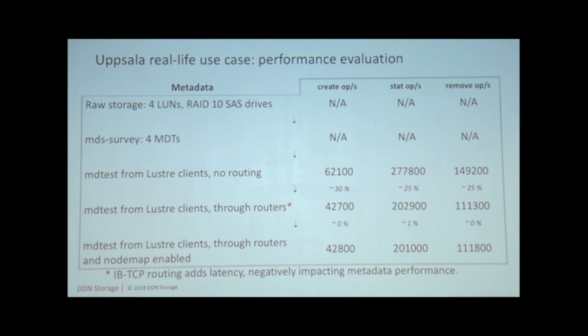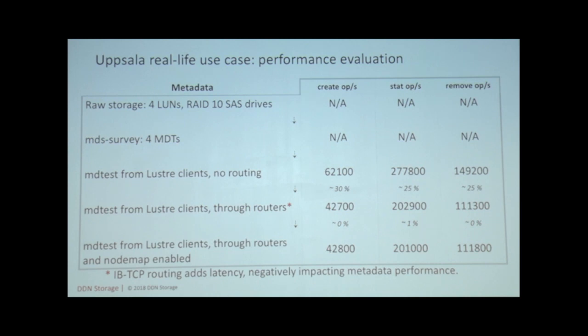At Uppsala, they do not have requirements regarding metadata performance. Still, we wanted to make sure and validate our 2 core virtual ALNet router model. So again, as you can see, the bottleneck is the virtual routing layer. It makes sense because when we do routing, we are adding latency on the I/O path, and so of course it hurts metadata performance.